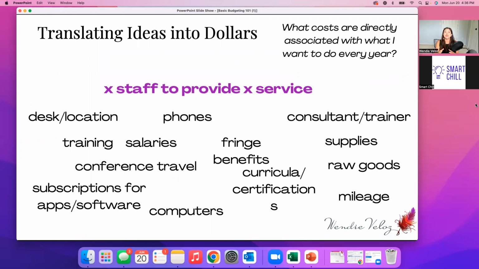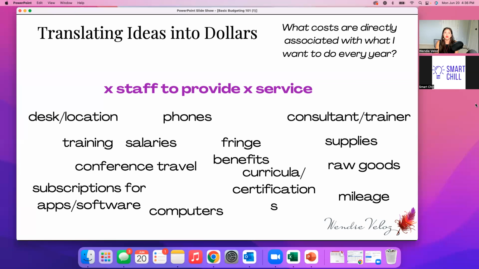If they're even volunteers, for example, it still is people who are going to be doing these things, and they might incur costs while they're doing this stuff that you want them to do. So what costs are directly associated with what I want to do every single year? And every single year might break down to every month, or it might break down to 9 months, for example, if you only work for part of the year for a school year.